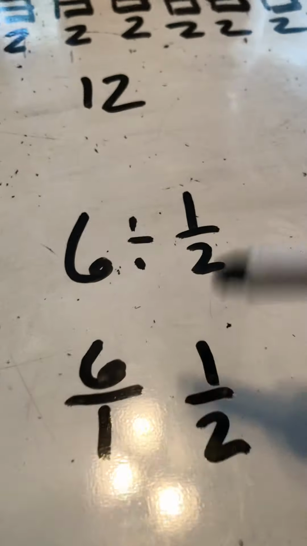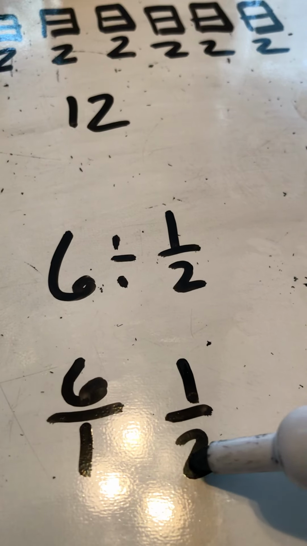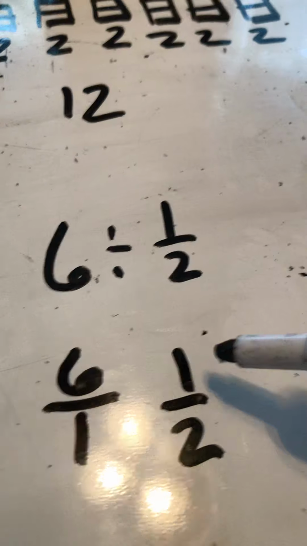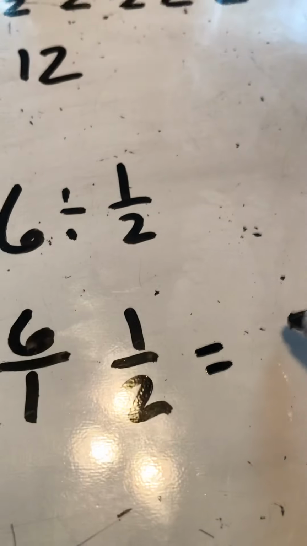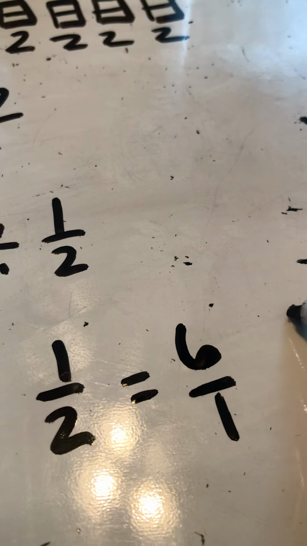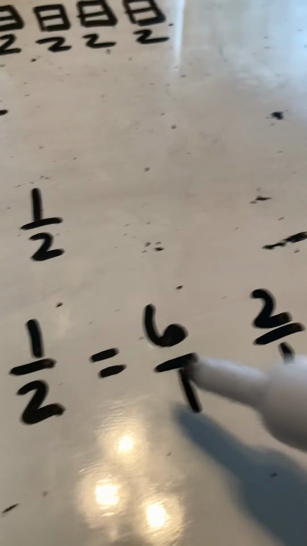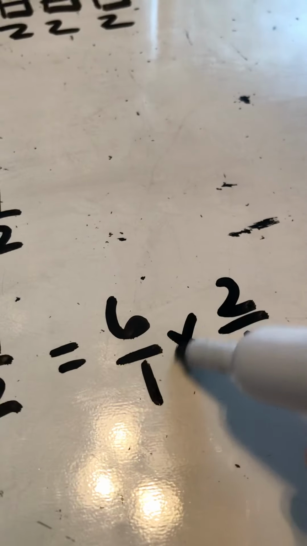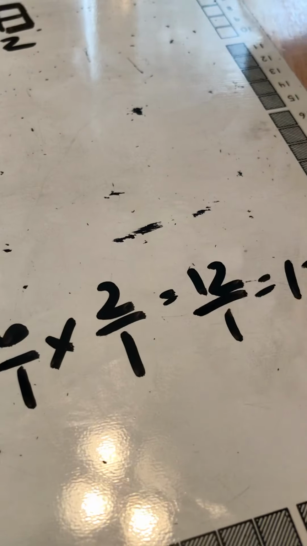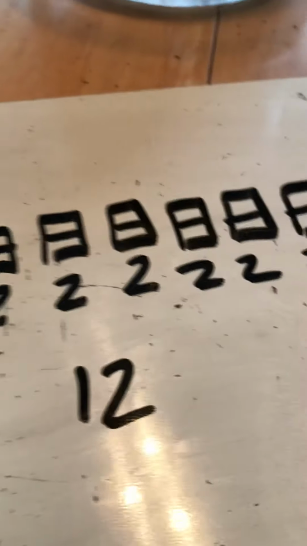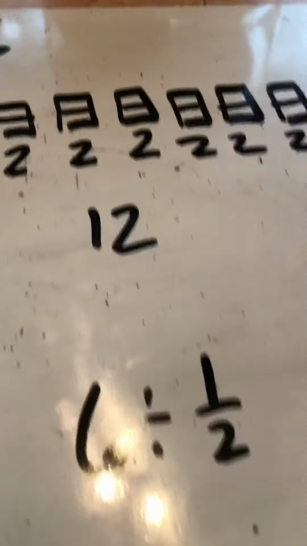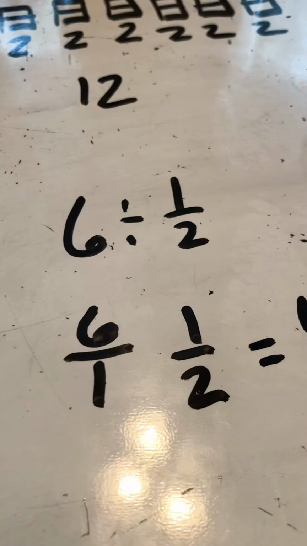Oh, you know what? If only this 2 was on top, then I would have 6 times 2 equals 12. This is what I mean. If only I could do this and turn this into a multiplication problem. Watch, see? I would get 12 over 1, which equals 12, which matches what I drew out. But can I do that?